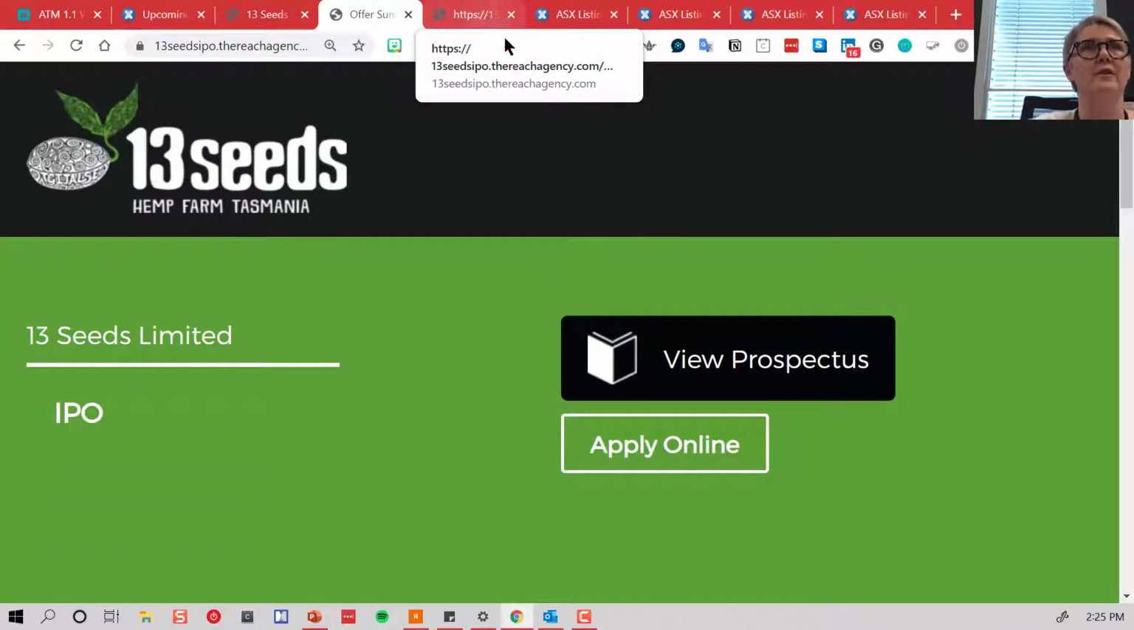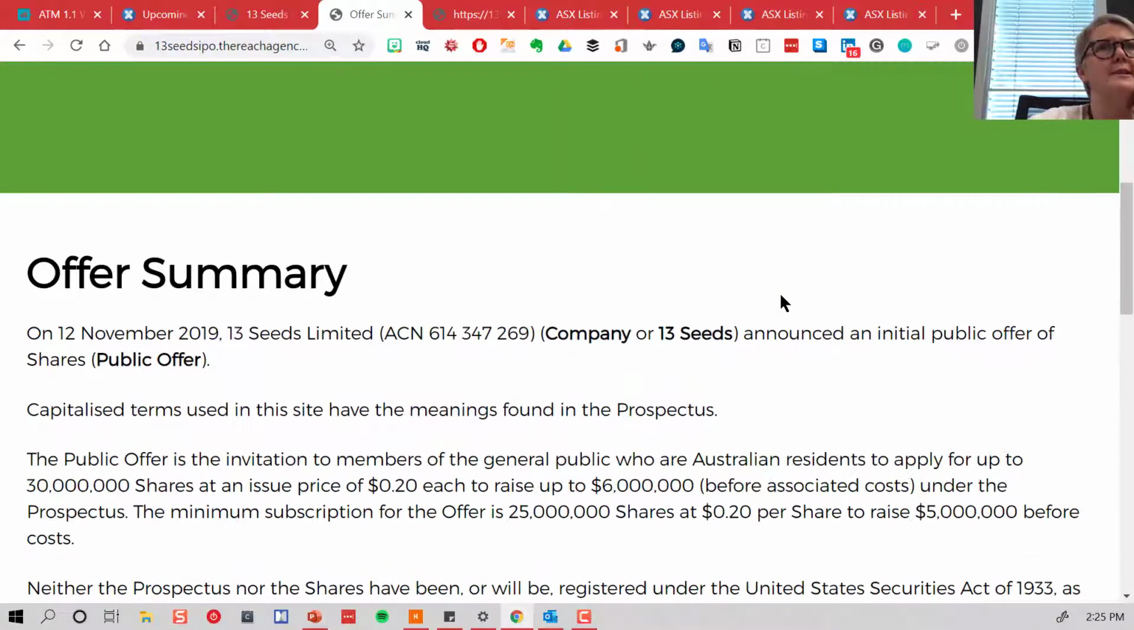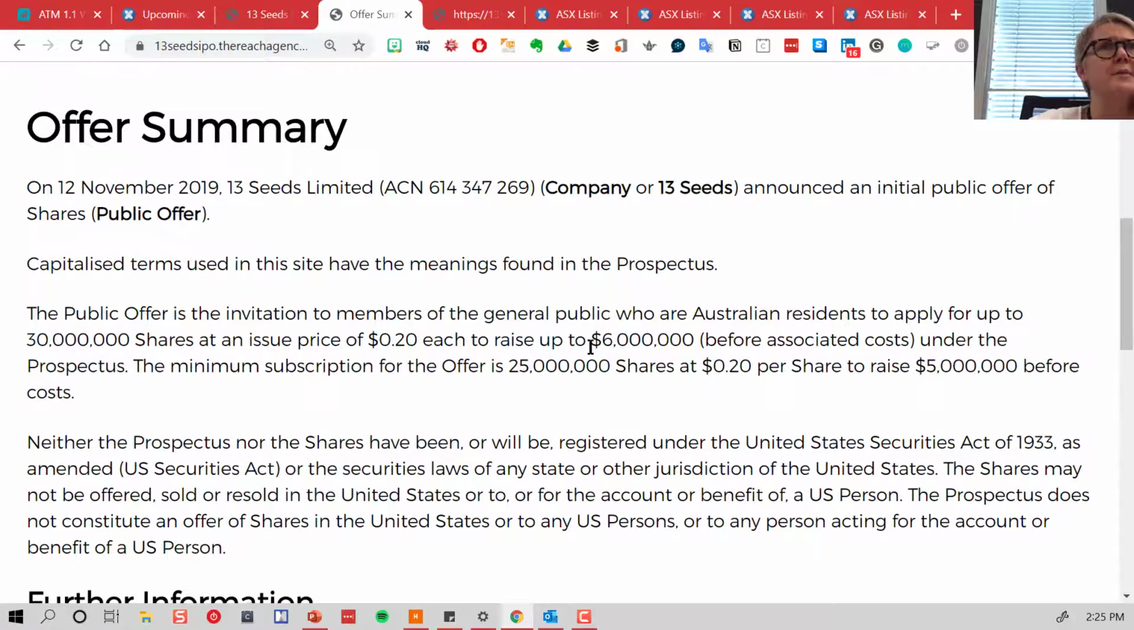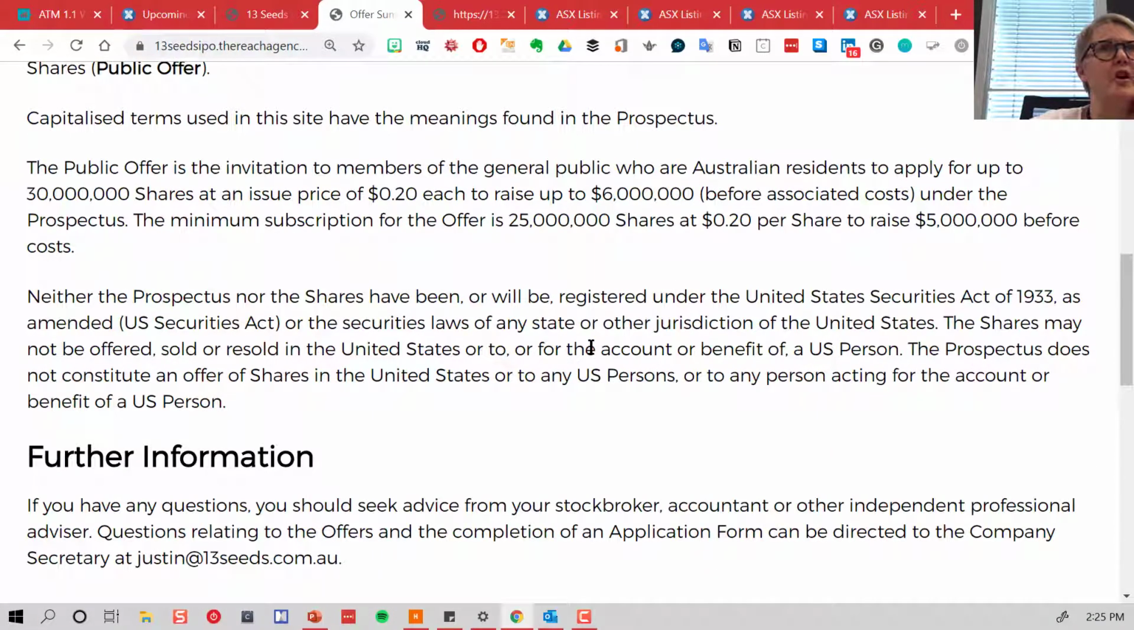And I think I've got... so, again, pretty standard. It'll give you a little summary of the offer before you even have to open the document. So this company, it's a public offer. In other words, anybody can participate to apply for up to 30 million shares at 20 cents each to raise $6 million. So we're raising $6 million before the costs.